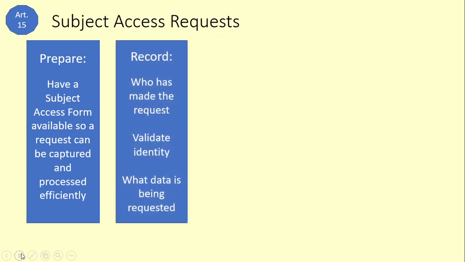Step 2 involves recording who is making the request and do they have the right to access the information. We also need to record what data they're requesting and the date of the request. Some schools ask for the request to be put in writing to ensure that the request is clear.